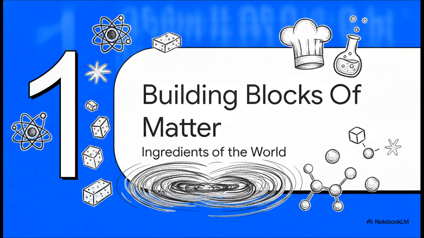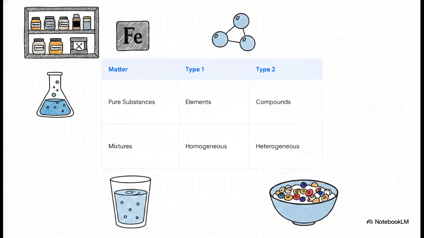All right, part 1, the building blocks of matter. So every great recipe starts with ingredients, right? Well, in our chemical kitchen, that base ingredient is just matter. And just like you'd organize a pantry into spices, flours, and liquids, chemists classify matter to keep everything straight. It's broadly split into pure substances and mixtures.